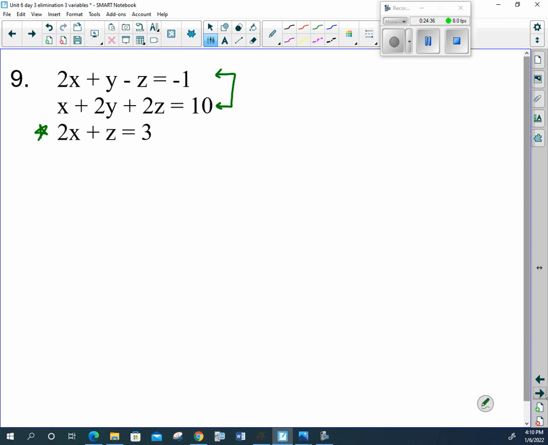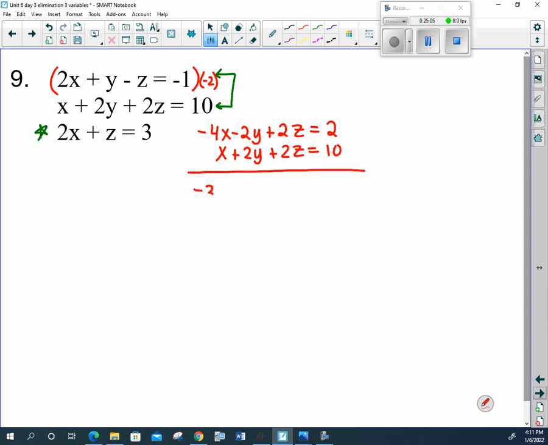So we want a second equation that only has x's and z's in it. So we're going to eliminate y. So I think I'm going to multiply this top equation right here by negative 2. Okay, so if I do that, I'm going to end up with negative 4x minus 2y plus 2z equals positive 2. And then the other equation is x plus 2y plus 2z equals 10. Okay, combine those together and the y's drop out and we've got negative 3x plus 4z equals 12.